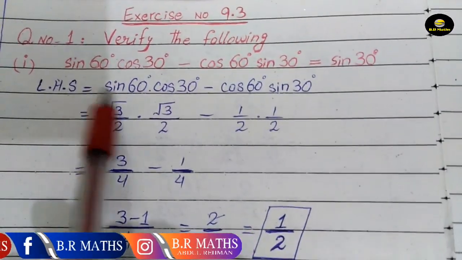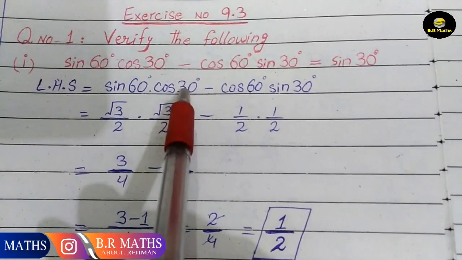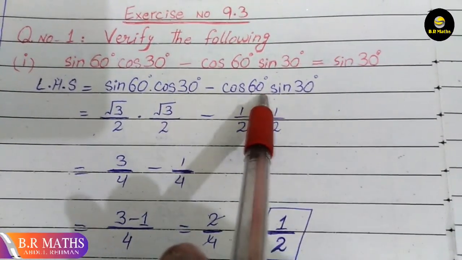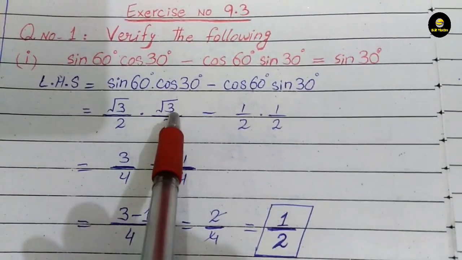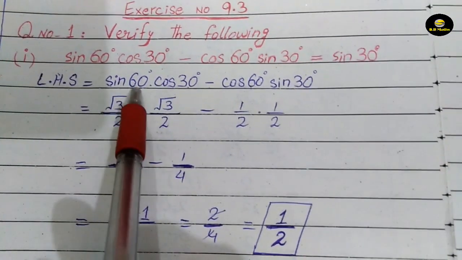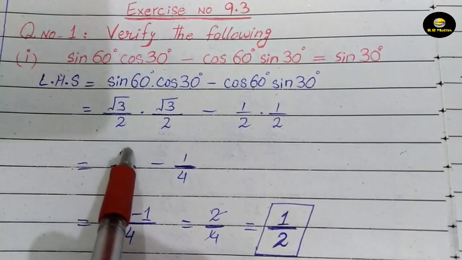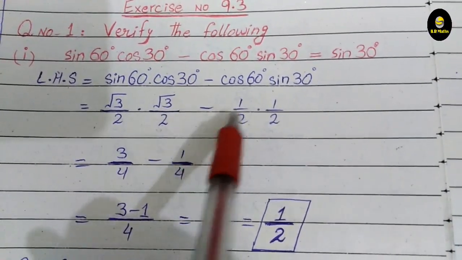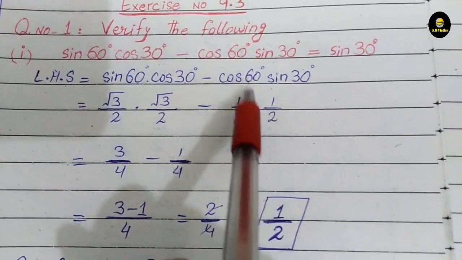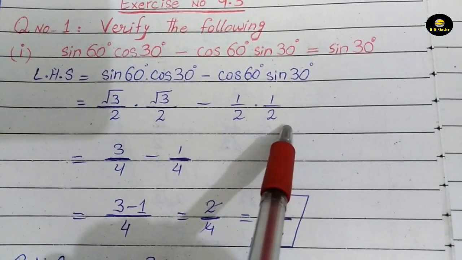So take the left hand side: sin 60 cos 30 and cos 60 sin 30. Put the values from the table of trigonometry. The value of sin 60 is square root 3 divided by 2, and cos 30 is also square root 3 divided by 2. And cos 60 is 1 by 2 and sin 30 is 1 by 2.